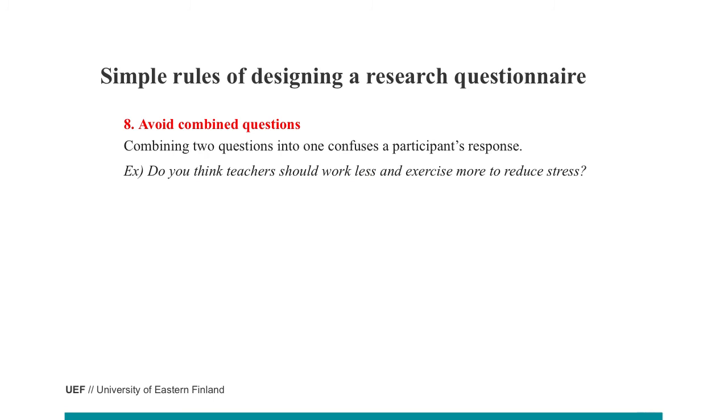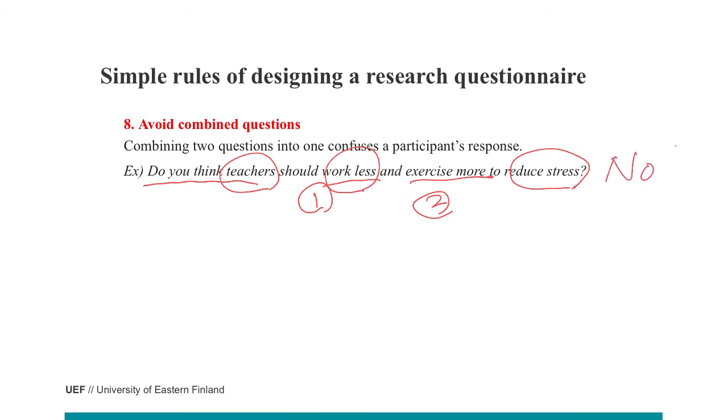The last rule is avoid combined questions, because if the questions combine 2 to 3 things, then the participant may be confused about what kind of answer they should give. The example is, do you think teachers should work less and exercise more? The participant may think that yes, teachers may work less to reduce stress, but exercise does not matter. But they cannot choose between these two, and they need to answer yes or no to this combined question.